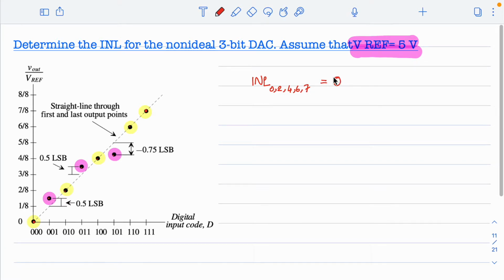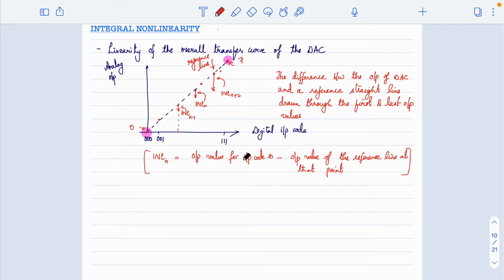Alright. Now, look at the output corresponding to the input codes 001, 011 and 101. For these three, we need to find the INL value. So how to find the INL values? Since the information given is straightforward, I can write INL1. What is INL1? For the input digital code of 001, the output is not on the straight line, it is above the straight line, right? As per the formula we have seen here, it is the output value for the input code n, which is the actual value, minus the output value which is coming on the reference line.